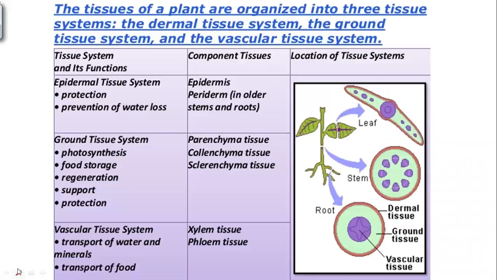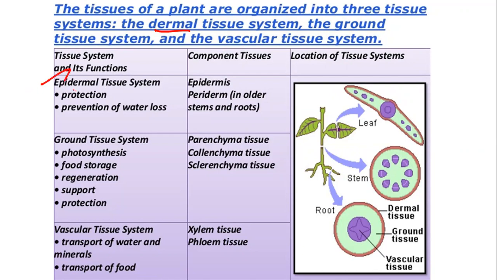Today we are going to study about tissue systems. Usually all plants are organized into three tissue systems. One is the dermal tissue system, that is the epidermal layers, another one is the ground tissue system, and the third is the vascular tissue system. So three types of tissue systems are there.